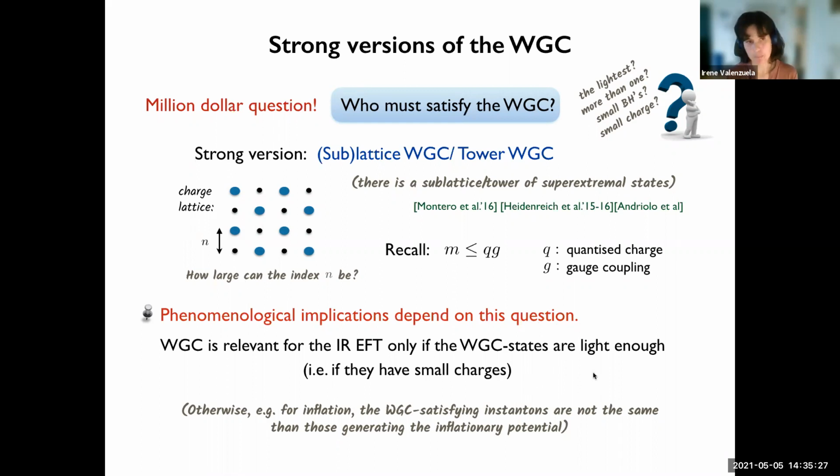Okay, and this is also very important for inflation. I mean, when you hear people saying that the weak gravity conjecture constrains inflation, it all depends on the assumption that the instantons that are satisfying the weak gravity are also the same instantons generating the inflationary potential, which means that they are like the light instantons. No? If they dominate the potential, it's because the action is smaller. So it's all about having this index of the sublattice small enough.